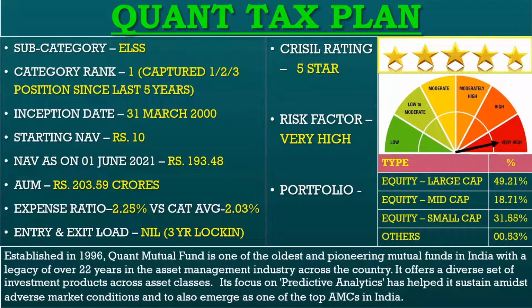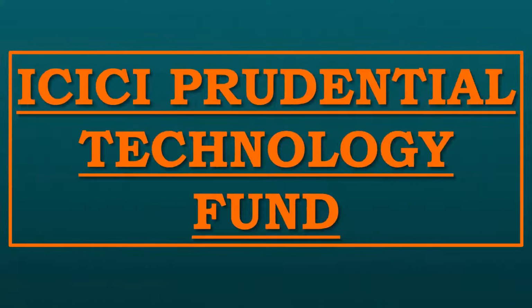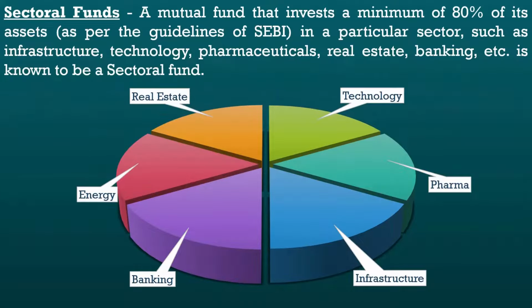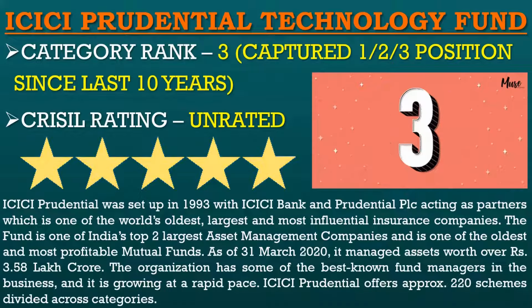The last in the equity funds is ICICI Prudential Technology Fund, which falls under the sectoral category. A mutual fund that invests a minimum of 80% of its assets in a particular sector, such as infrastructure, technology, pharmaceuticals, real estate, banking, and others, is known to be a sectoral fund. This fund ranks at number 3 out of a total of 114 funds in this category and has been the top ranked fund since the last 10 years. However, it is not rated by CRISIL due to insufficiency of comparable data across sectors.